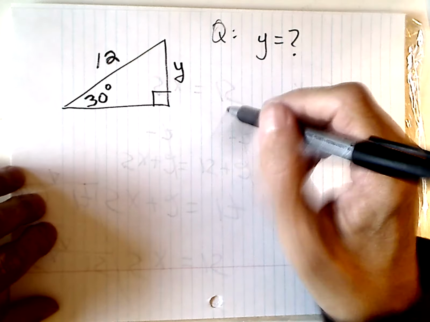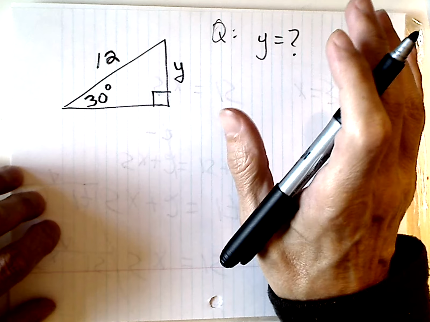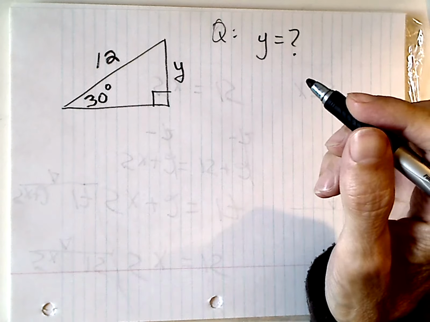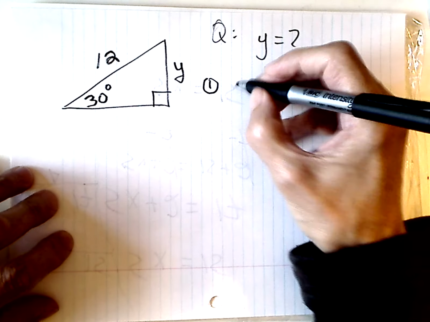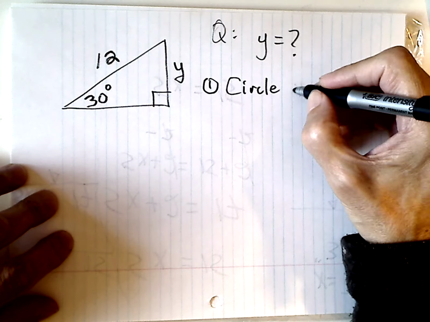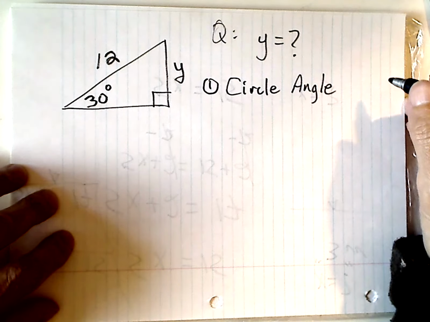Now, I've got these steps here. I'd like you to follow them. If you do so and are super careful, you'll always get these right. So, the first thing is to circle the angle that we're working with.